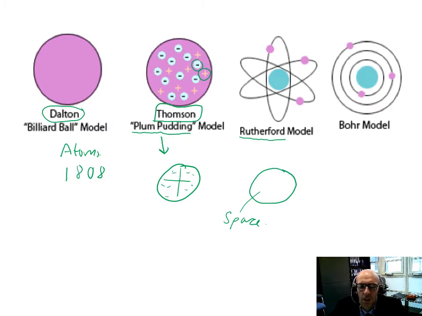Now, after him came a scientist called Bohr, and what Bohr added onto it was, whilst we have this centre of an atom with all the material in it, around it are areas where the negative charges, the electrons, go around in certain shells and they orbit around the centre.